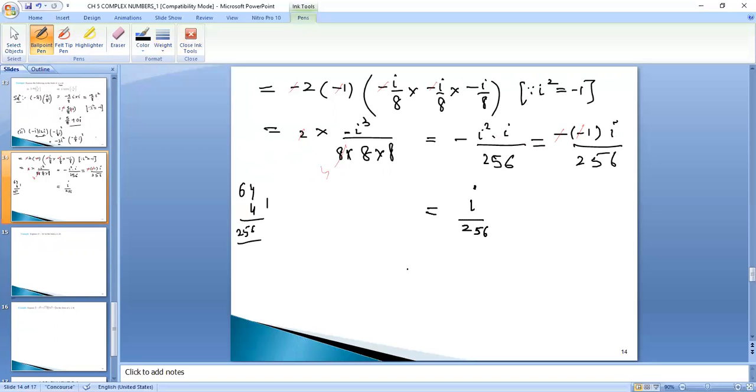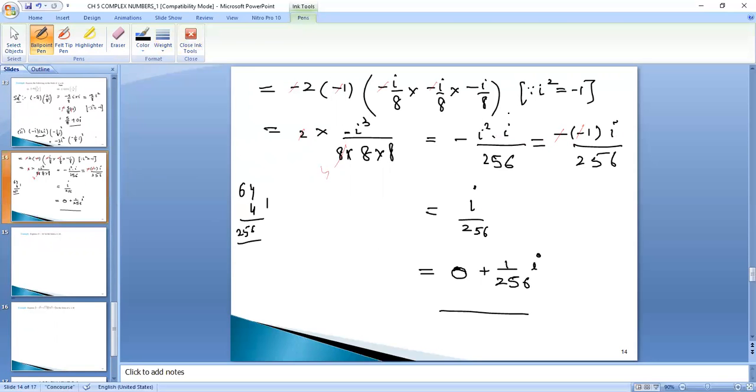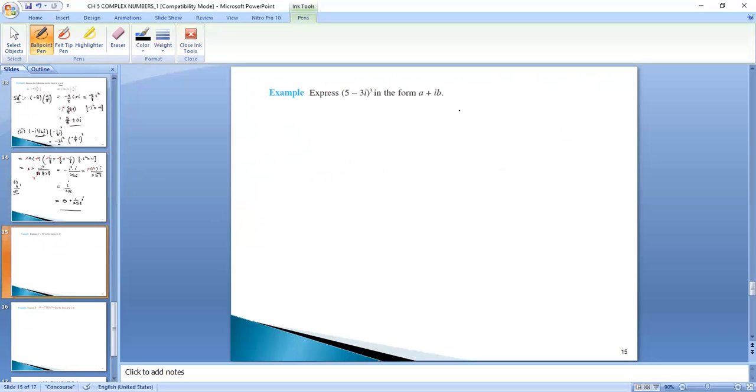Since I have to express in a plus b iota, I can write 0 plus 1 upon 256 into iota, right? This iota is multiplied. Iota upon 256, I can write 1 upon 256 iota. A is 0, b is 1 upon 256. So we have expressed it in the form of a plus b iota. You have to take care of the calculations, right? The solutions are easy otherwise.